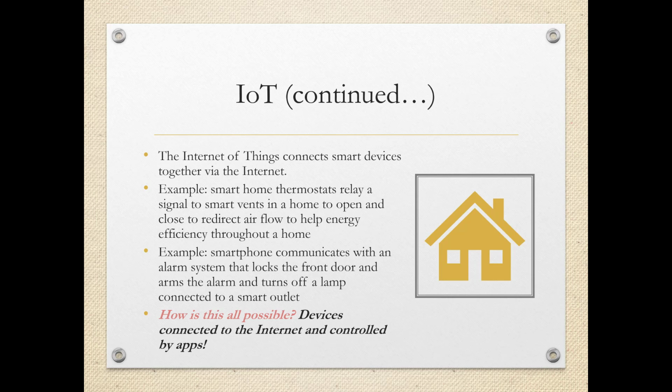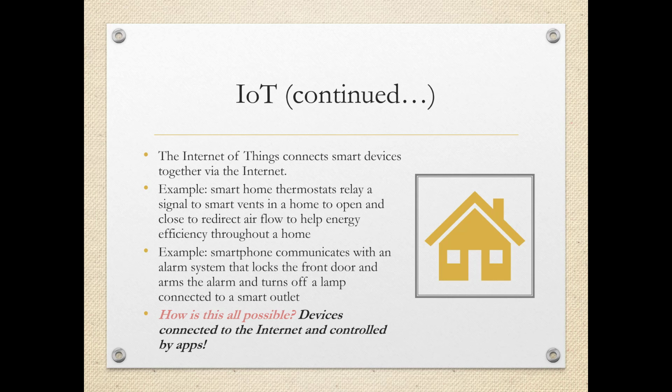And the Internet of Things connects your smart devices together via internet. For instance, your smart home thermostat could relay a signal, and again, all these smart devices are connected to the internet. If your smart home thermostat relayed a signal to your smart vents, so they have vents that have internet connectivity in your home, to open and close to redirect airflow around your home to help energy efficiency. Depending on what the temperature is in each room, it can sense that and share information between the smart thermostat and the vents.